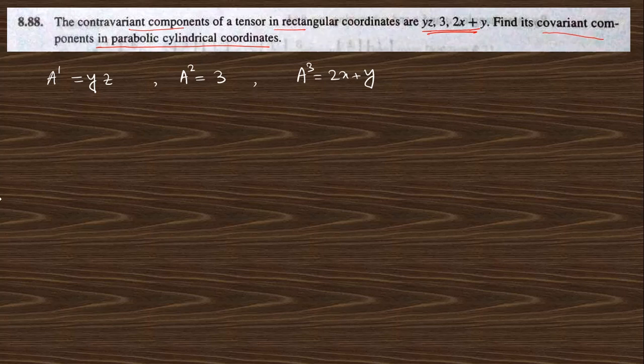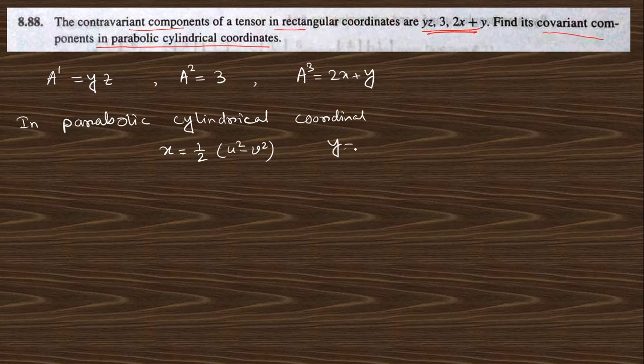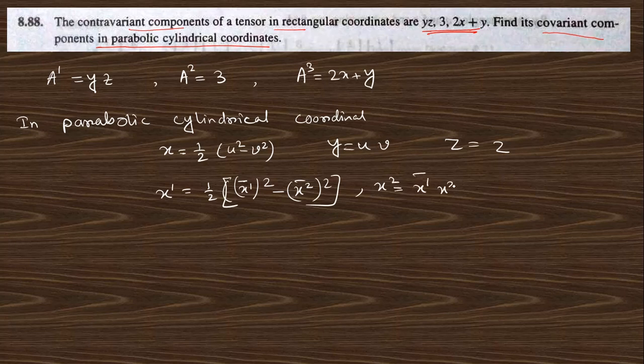And in the parabolic cylindrical coordinate system, the relation is like that: x equals half of u square minus v square, y equals uv, and z equals z. That is, x1 equals half of x1 bar square minus x2 bar square, x2 equals x1 bar x2 bar, and x3 equals x3 bar.